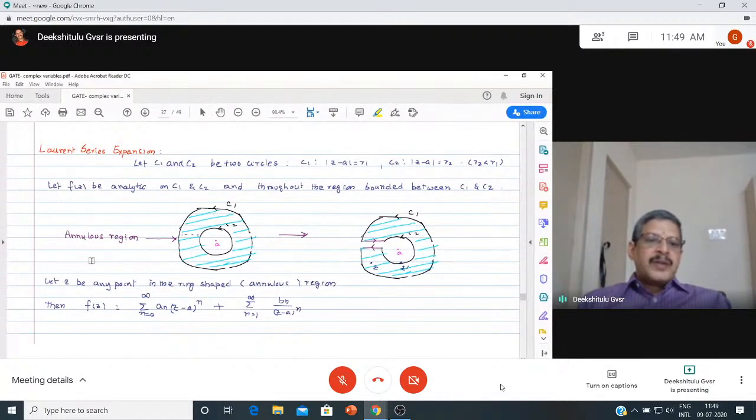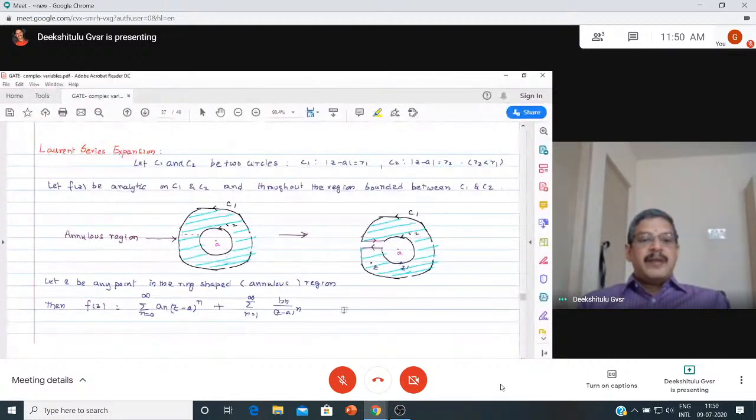Now let f of z be analytic on c1, on c2, and throughout the region bounded between c1 and c2. That means just like this, it's a ring shaped region. It's called a ring shaped region or annulus region. This shaded part is called the annulus. So f is analytic in such an annulus region. That means this region is eliminated.